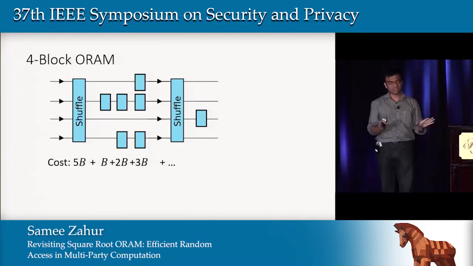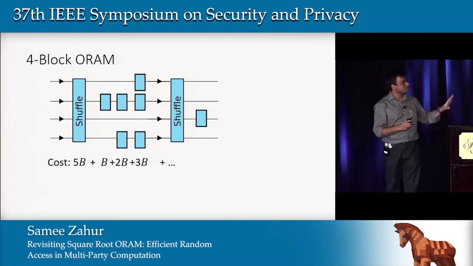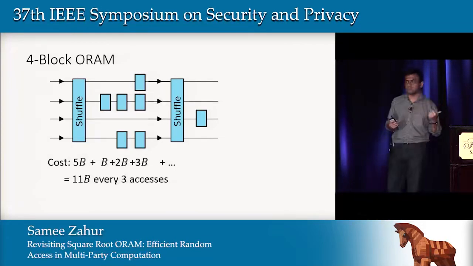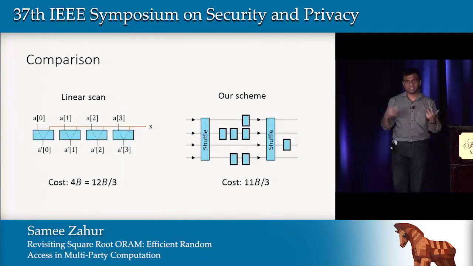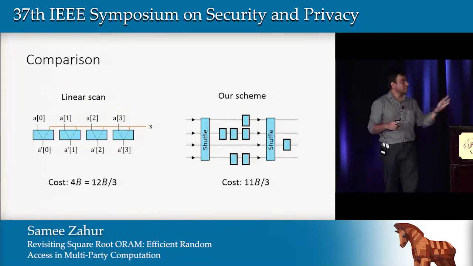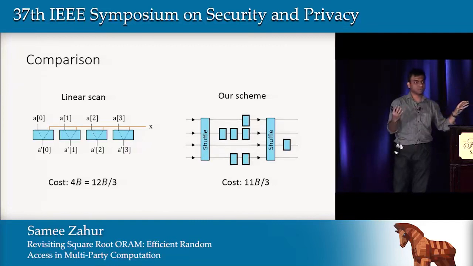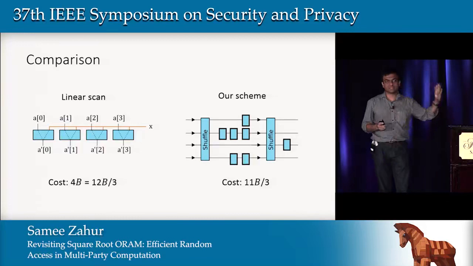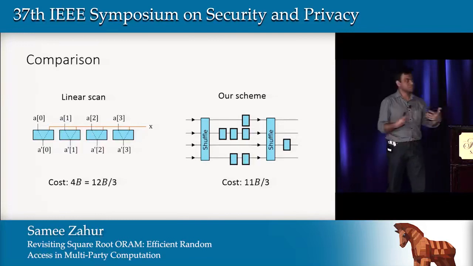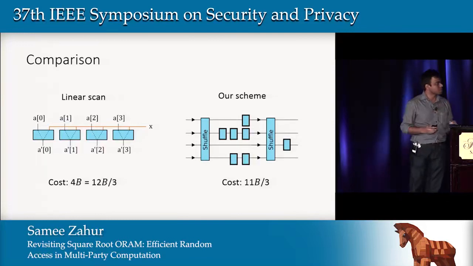Now, if you look at the cost here, this is already getting kind of interesting, because we are paying a cost of 11B bytes for every 3 accesses. This is already better than linear scan. In linear scan, you'd be secretly choosing between 4 elements, 4B bytes. This is already breaking even for just 4 elements, which is much better than all other ORAM schemes. Other ORAM schemes tend to break even at around 100 or 64, depending on how you count. So over here, it seems like this approach could be promising, even though it's a really simple scheme.